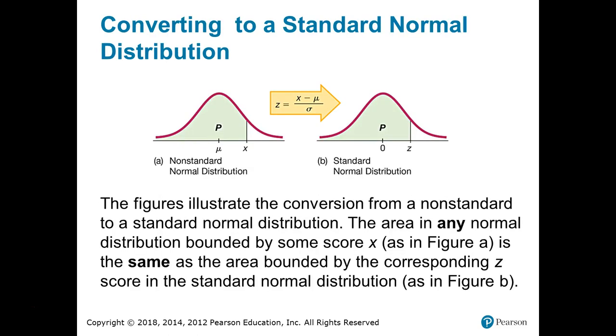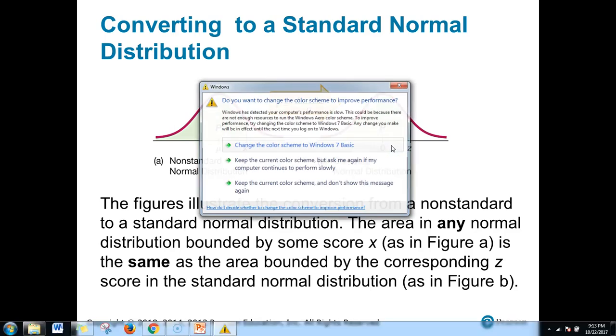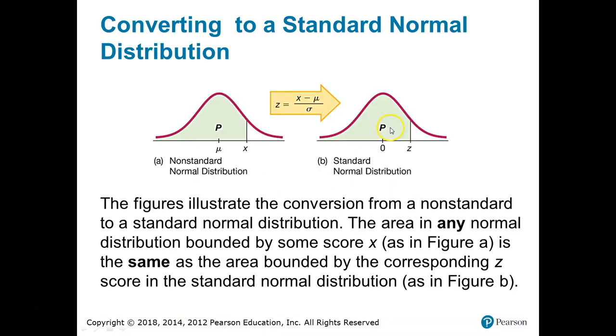So to put this in a graphical form, you have your non-standard normal distribution, whatever thing you're looking at. So let's just say weights of babies, you have your mean, and then you're looking at x, which is just any value away from your mean, and now you apply this formula and boom, you have a standard normal distribution, which you can now use to calculate probabilities based on your z-score.